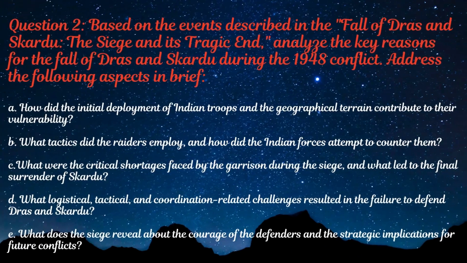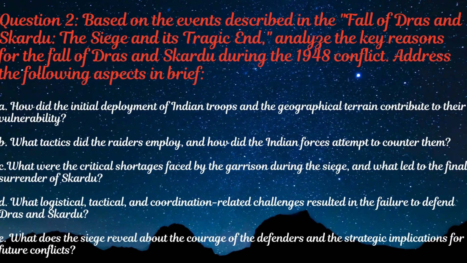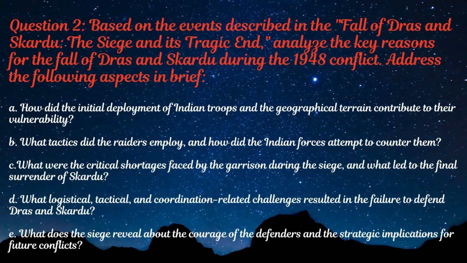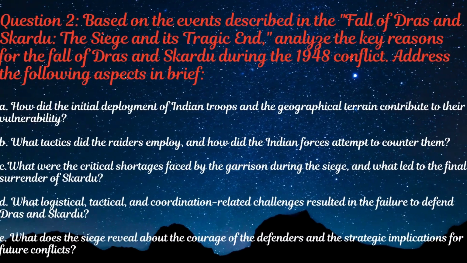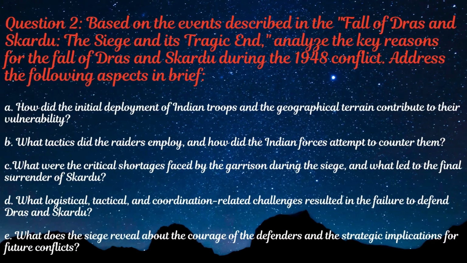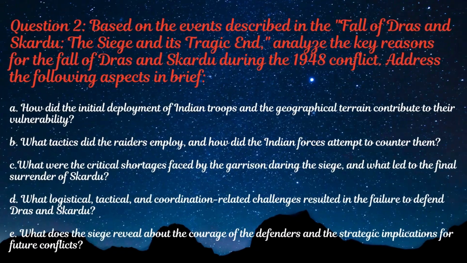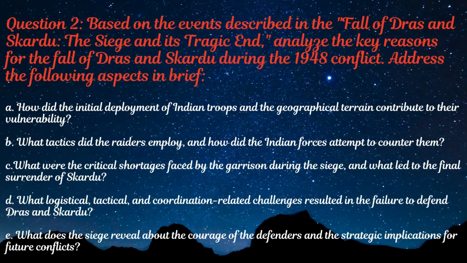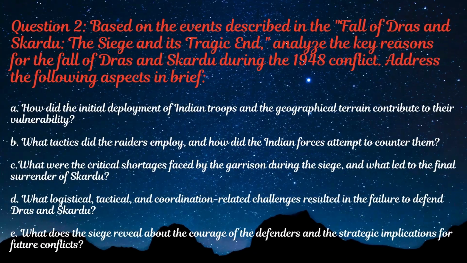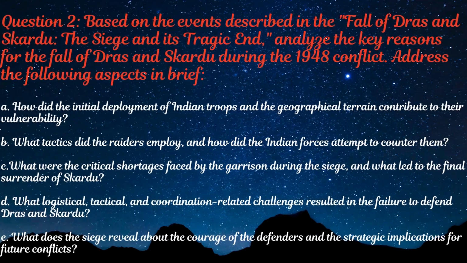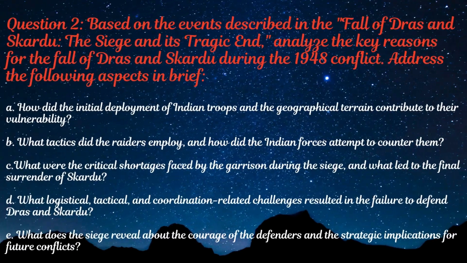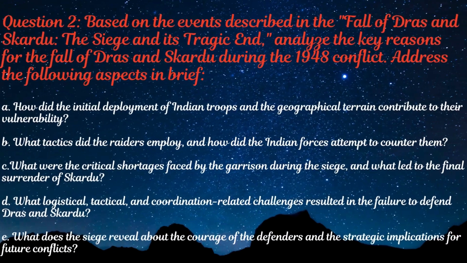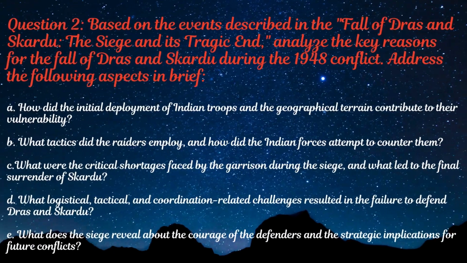C. What were the critical shortages faced by the garrison during the siege, and what led to the final surrender of Skardu? Critical shortages: food, ammunition, and medical supplies were inadequate despite limited airdrops by the Royal Indian Air Force. Final surrender: by 14th August, the garrison ran out of supplies, forcing Lieutenant Colonel Thapa and the remaining defenders to surrender after sending a final signal to Major General Thimaya.